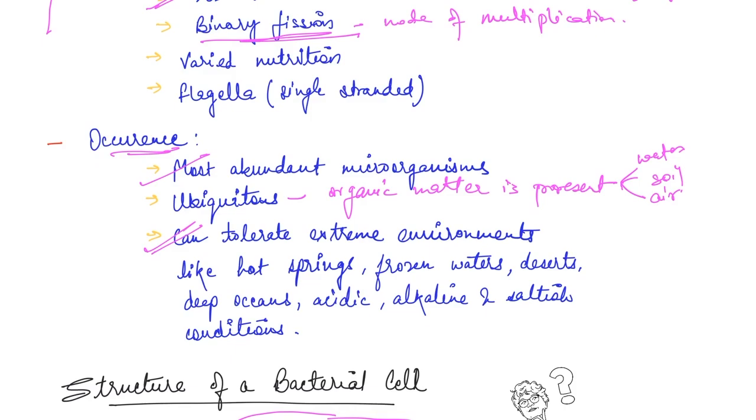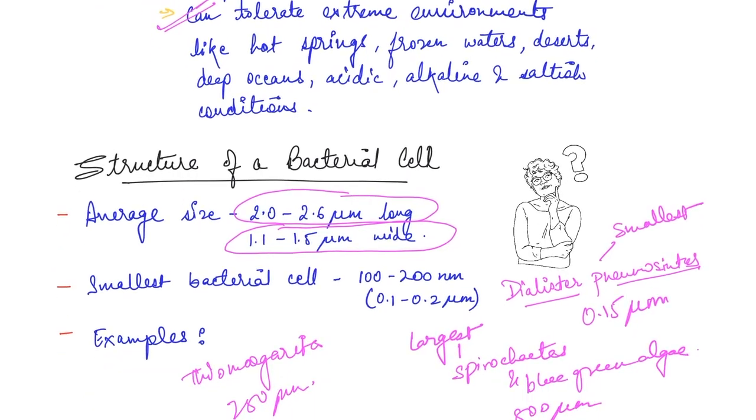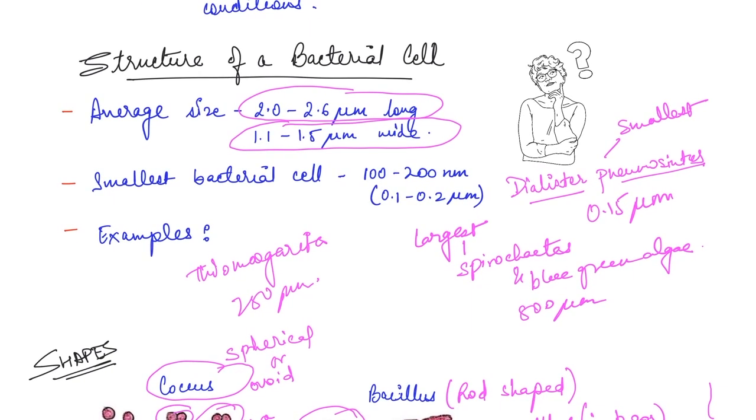Then we studied the structure of a bacterial cell. Now, it is a microorganism, so you cannot see them with the naked eye. The average size, remember this size, is 2 to 2.6 micrometer in length and 1.1 to 1.5 micrometer in width. The smallest bacterial cell can be 100 to 200 nanometer, that is 0.1 to 0.2 micrometers. And then we saw examples like Dialister at 0.15 micrometer, the smallest bacteria, and the largest are spirochetes and blue green algae, which can be 500 micrometers in size.